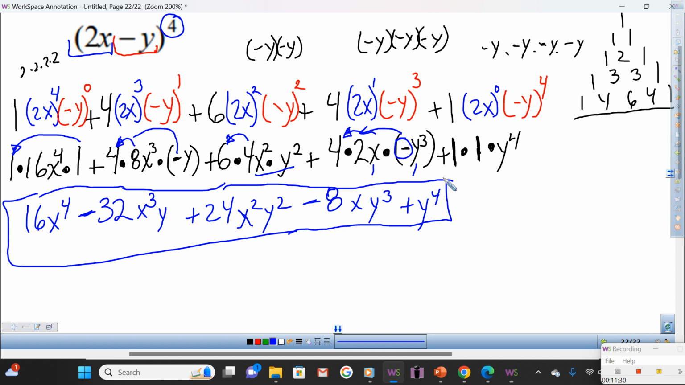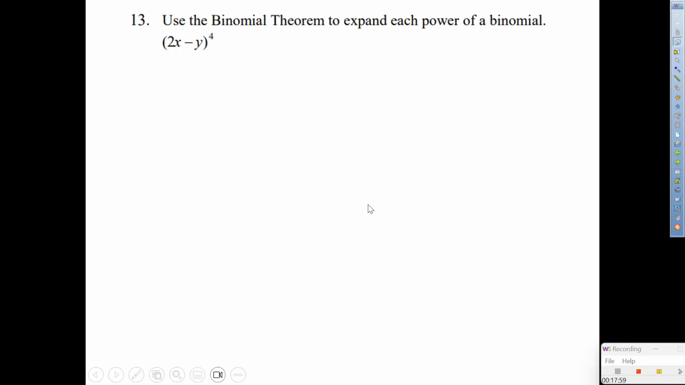Woo-wee. Pretty good, right? Yeah? I like these. All right? From 1 to 5, are you with these? Yeah, we did one yesterday. This is the second one. All right, let's move on.